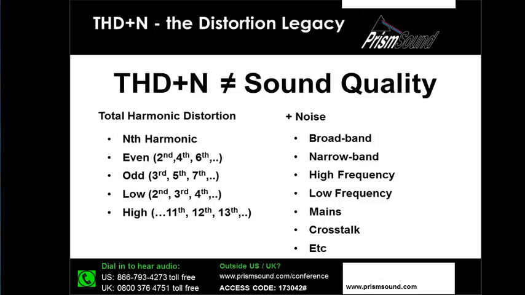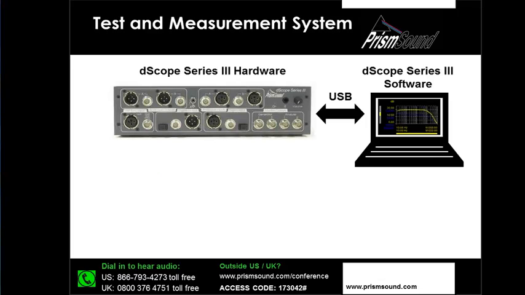So THD plus N is only a relatively weak correlating indicator of sound quality. We might need to use some more sophisticated tools to evaluate the performance of our amplifier, and also to try and figure out what's gone wrong if our measurements aren't as we expected. So let's return to the measurements then.